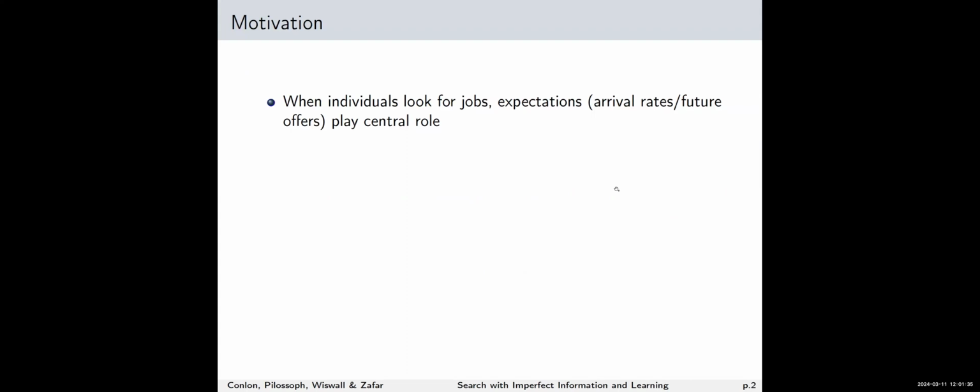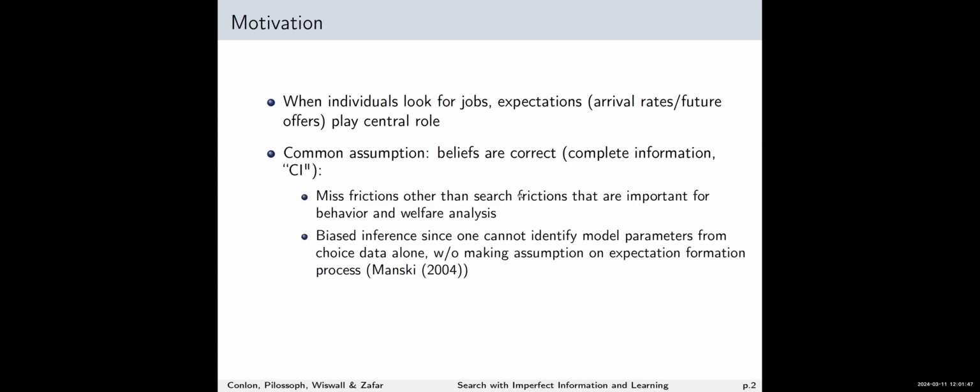Okay, so the point of departure for this paper is the observation that, when people look for jobs, their expectations about various objects play a central role in their decision-making. A common assumption that's been made in the literature for a long time is that beliefs about various objects, and today we're going to focus on the probability of receiving offers and the value of offers that people receive, are correct. So the models that they work with are typically under this complete information benchmark.